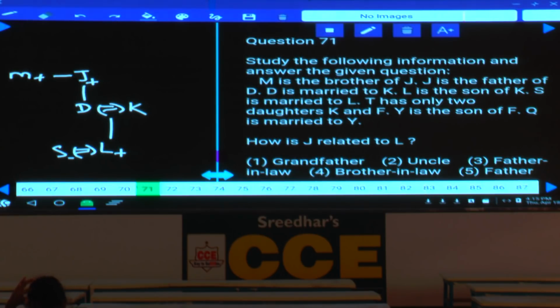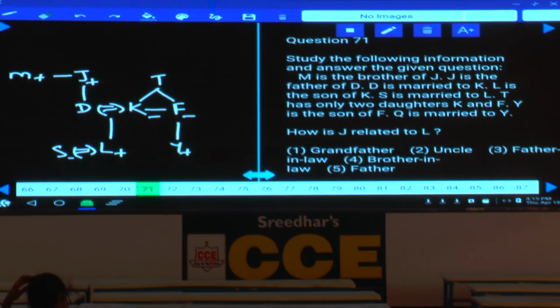And T has only two daughters, K and F. As T has only two daughters, K is one and another one is F. Now these two persons are the daughters of whom? Daughters of T. Y is the son of F. And Q is married to Y. Then Y is a male and Q is a female.